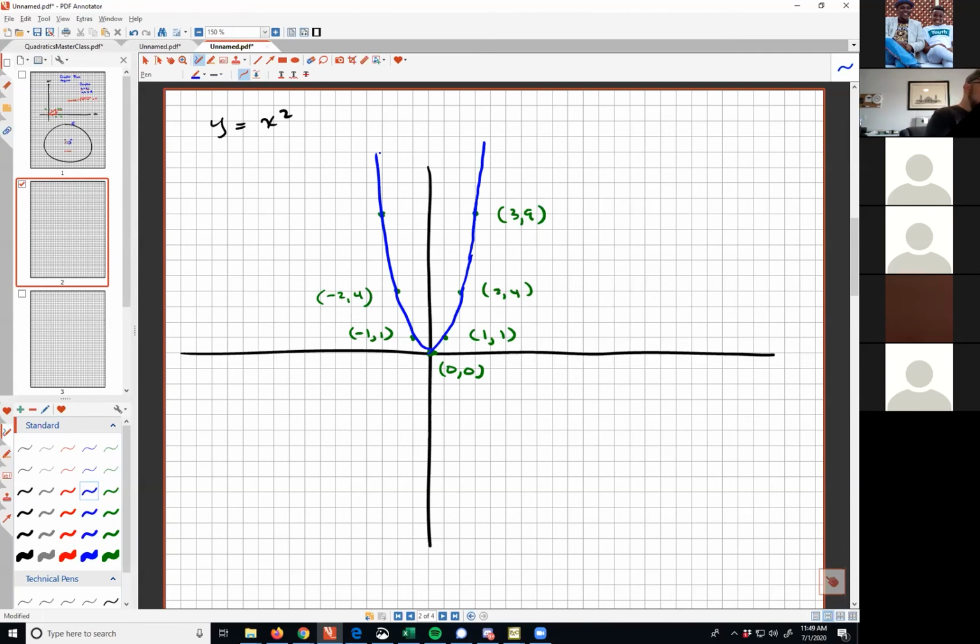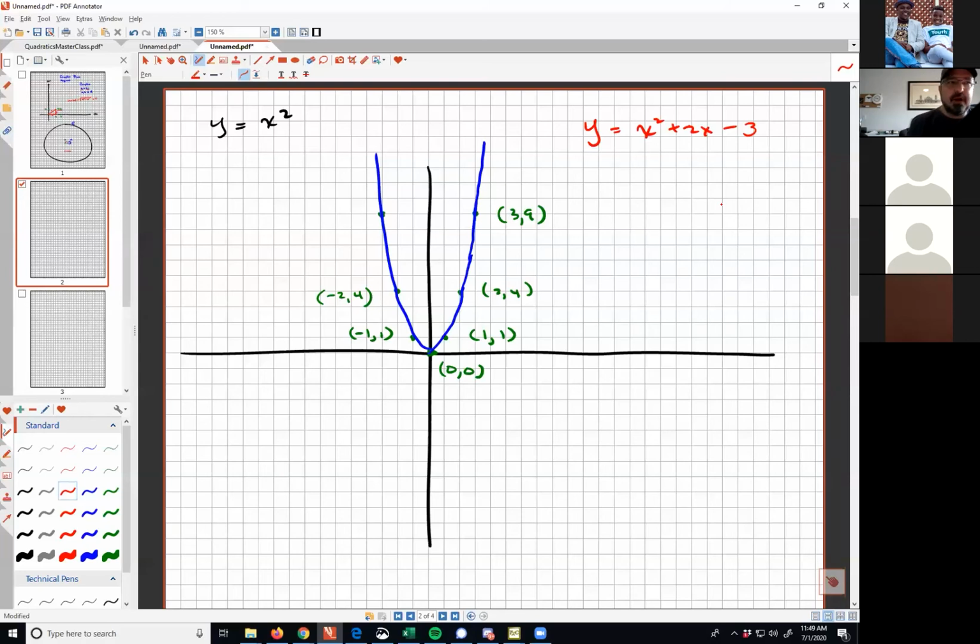And here's another example. We'll do this one in red. Let's say y equals x squared plus 2x minus 3. And now I could start plotting points again. But here's the thing, this one is not going to be symmetric about the y-axis. There is an axis of symmetry. But in order to find that axis most easily, we're going to complete the square.